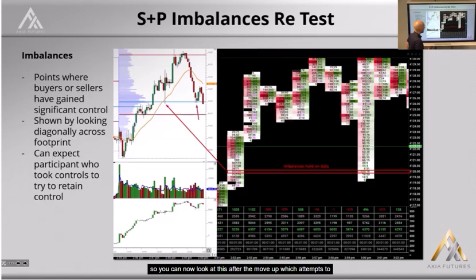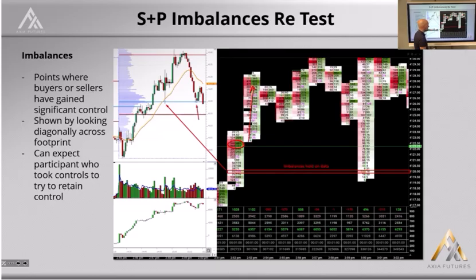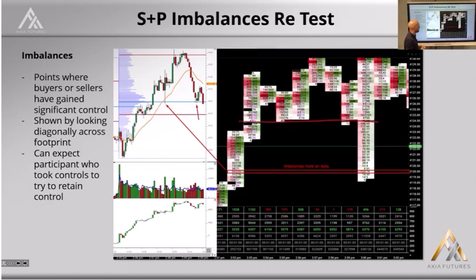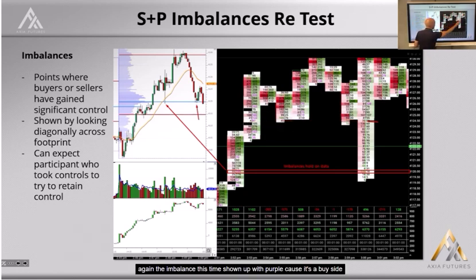So you can now look at this after the move up, which attempts to stall, and then again, continues very, very aggressively. And this second continuation, the second drive of aggression, is what really holds the market up. Above 24.5, it's only on the data that we actually get that faster move down. But where you see at these higher prices, again, the imbalance, this time showing up with purple because it's a buy side imbalance. That buying imbalance, very, very obvious.